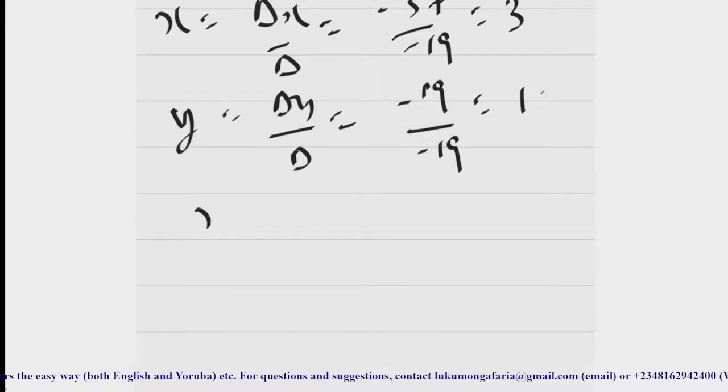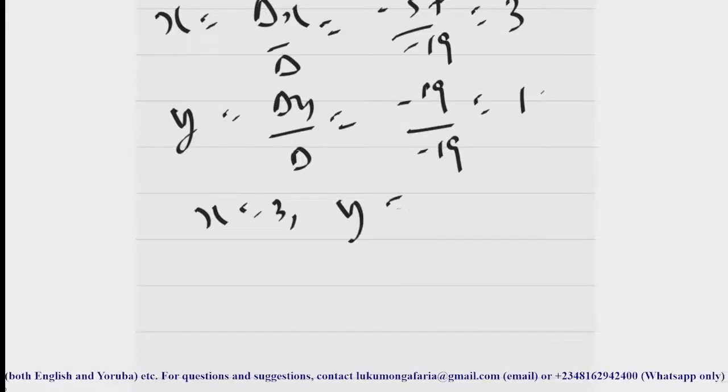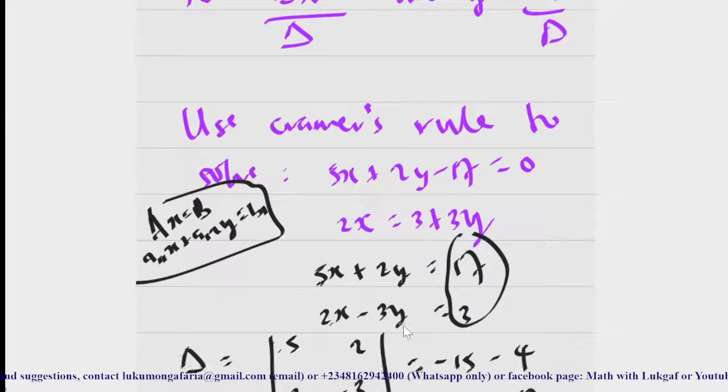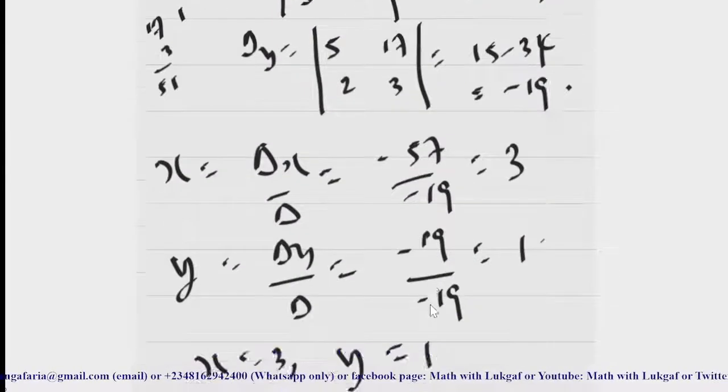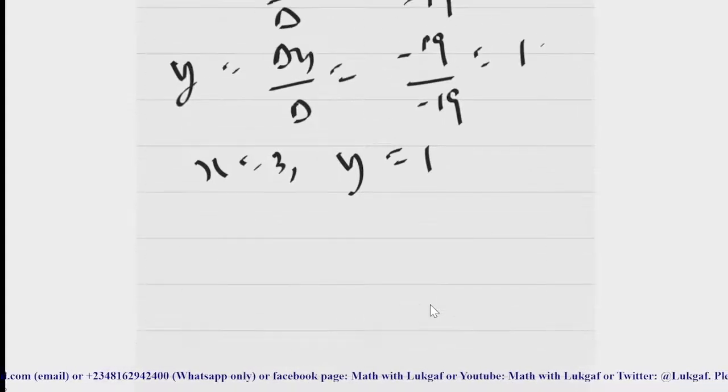Then you can now say your x is equal to 3, y is equal to 1. So if you replace it here, x is equal to 3, 5 times 3, 15, plus 2 times 1, 2. 15 plus 2 will give you 17. You can do it for the second equation too.